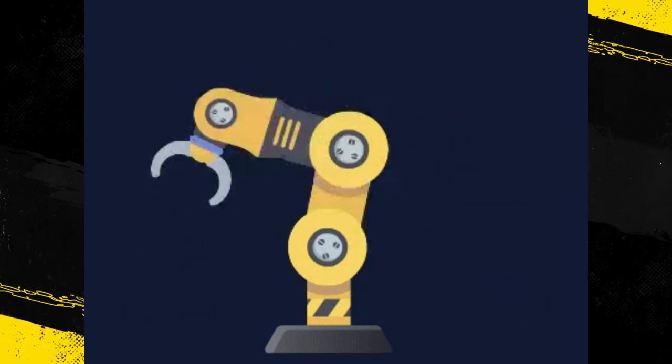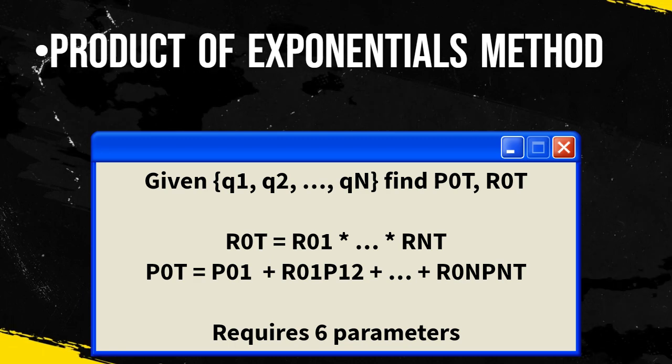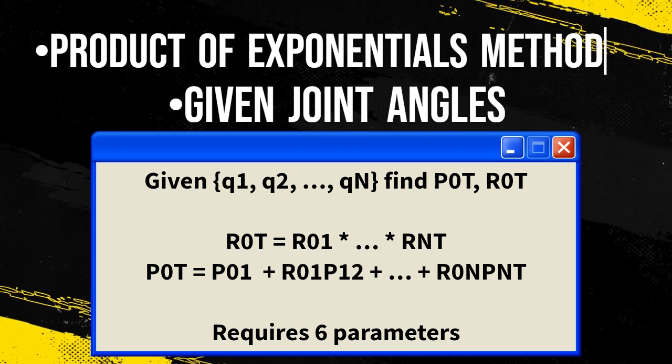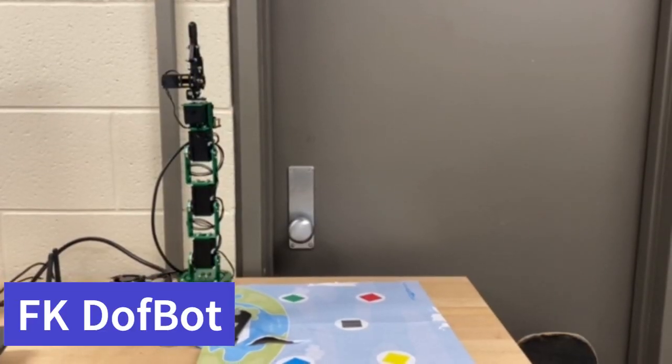In our case, we chose to use the product of exponentials method, or POE. Given Q, a measure of each angle, we can calculate the position and rotation of the robot. Let's see forward kinematics in action.